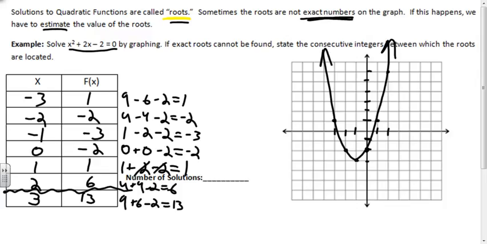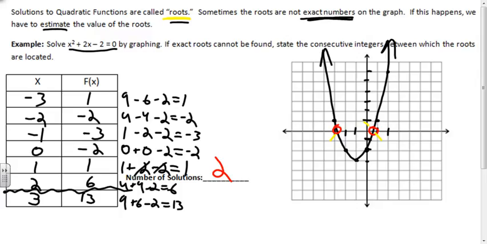And like before, we can see that there are two places where it crosses, so the number of solutions is 2. In this case, though, it doesn't look like they're crossing at exact points. It looks like they are kind of in between some values there. In later lessons, we'll learn how to find exactly what these values are.